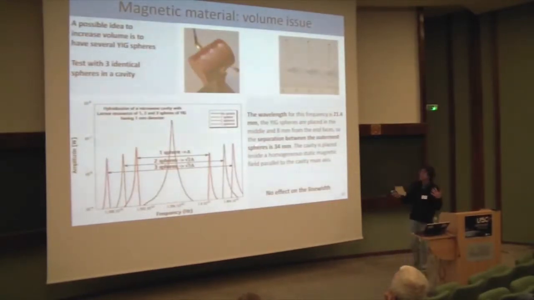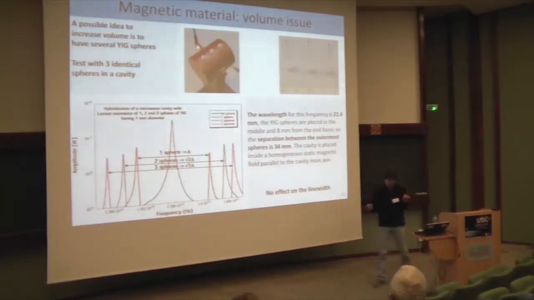One issue is that if you put your YIG sample inside the cavity, these spheres have to be highly polished to keep the line width very thin. Then you have to collect a large volume by using several spheres. And we have demonstrated that you can put several spheres inside a single cavity.